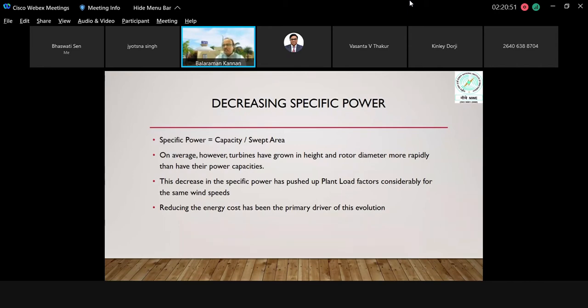As you increase the height and the rotor diameter, normally you would expect an increase in the power capacity. But what has happened over a period of time, particularly taking into account the medium and low wind regions, is that even though there is a greater increase in the height of the tower and the rotor diameter, the power capacity has not increased. So the capacity remains the same, but the swept area increases and the specific power reduces. This has had quite an impact on reducing the energy cost, because at the end of the day, energy cost is the primary driver for any kind of revolution.